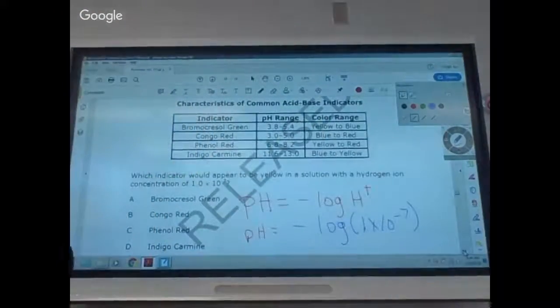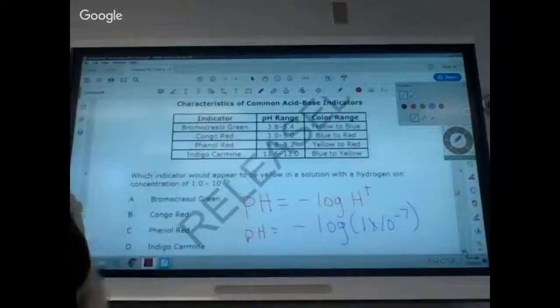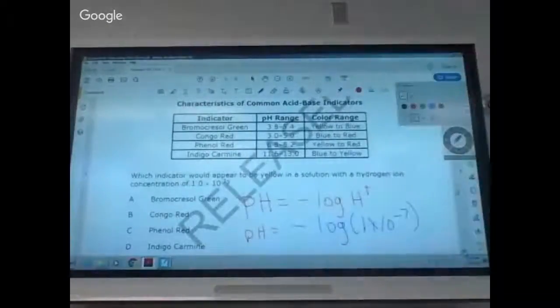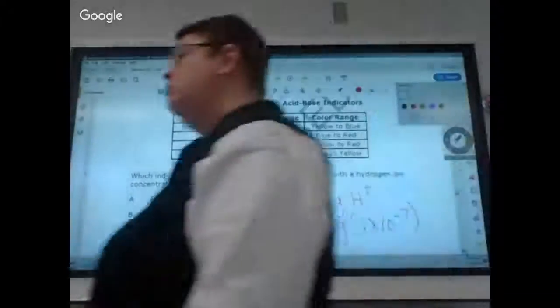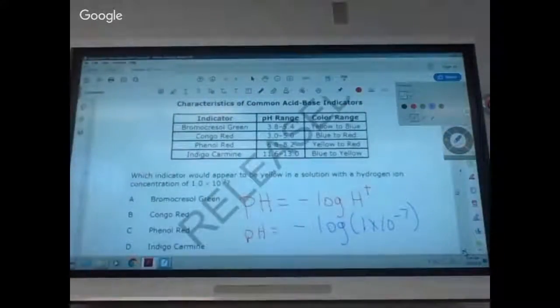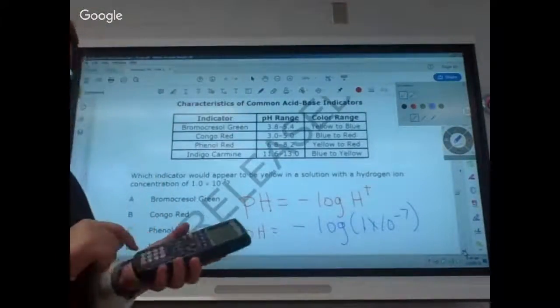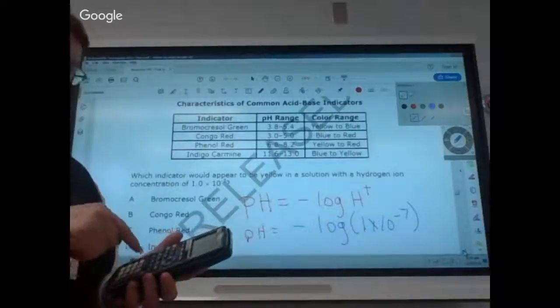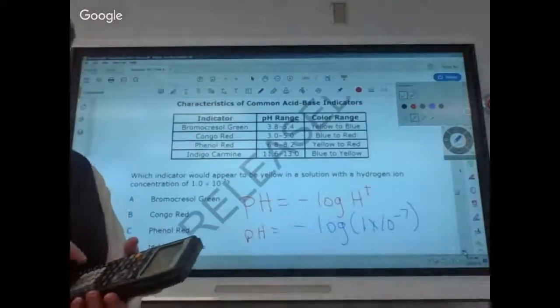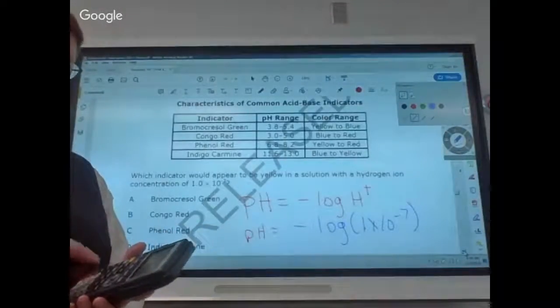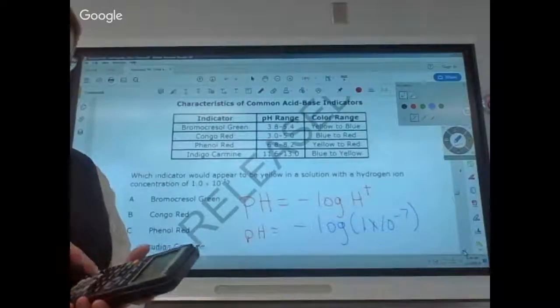So you're going to take your calculator, and you're going to put the number in exactly as it appears. All right, so negative button, log button, 1 second, negative 7.